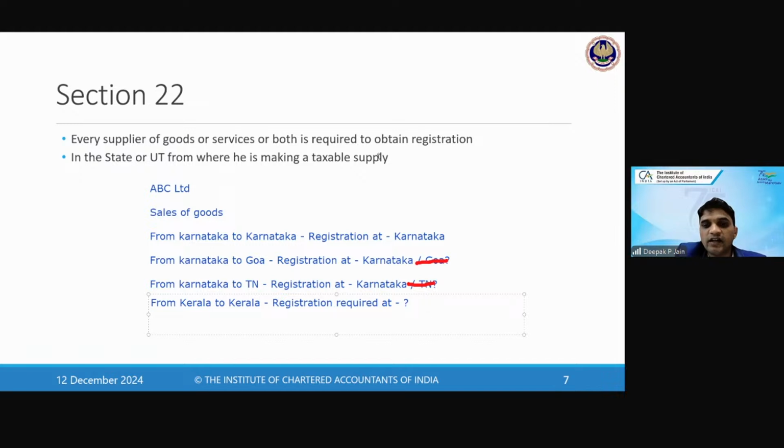Neha, Nitin are saying that you will take registration only at Karnataka. No. Every place from where you are making a taxable supply, you have to take registration. So you have to take registration in Kerala here. Karnataka you already have. Now you have to take another registration in Kerala.